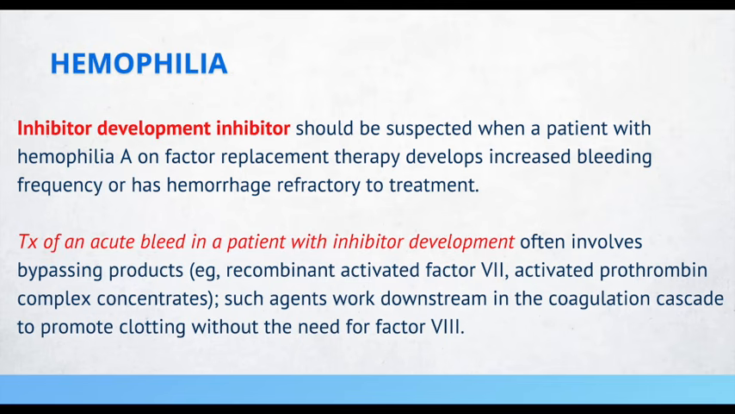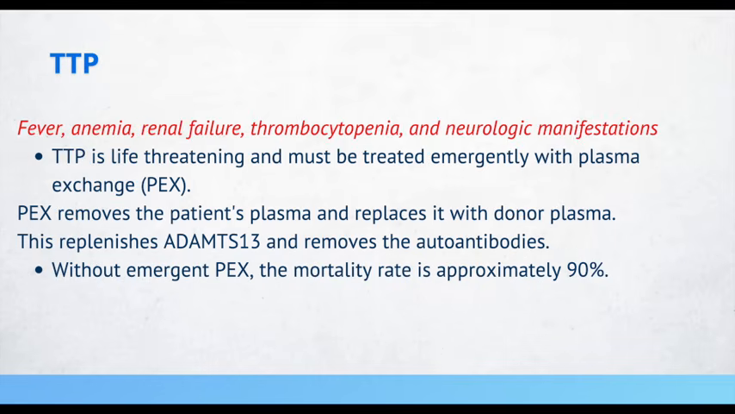Patients with TTP present with fever, anemia, renal failure, thrombocytopenia, and neurologic manifestations. TTP is a life-threatening condition and must be treated emergently with plasma exchange. Plasma exchange removes the patient's plasma and replaces it with donor plasma. This replenishes ADAMTS13 and removes the autoantibodies. Without emergent plasma exchange, the mortality rate is approximately 90%.